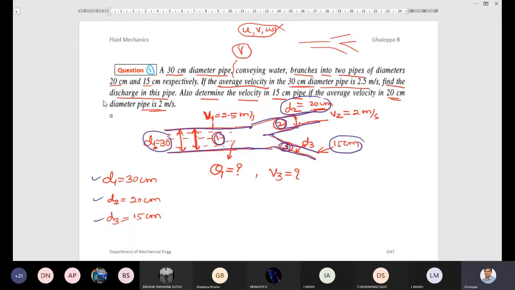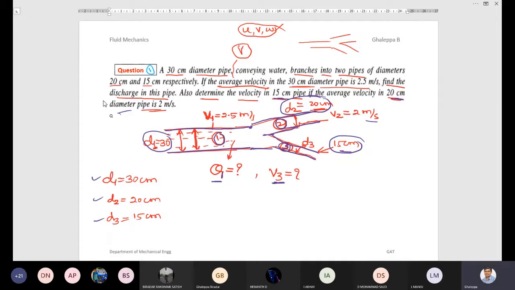Okay. What is asked? Find the discharge in the pipe. Which pipe? The main pipe. Discharge will be represented by Q, so for the first pipe I have taken Q1. And also determine the velocity in 15 centimeter pipe. The 15 centimeter pipe is the third pipe, so I have taken V3. If the average velocity in the 20 centimeter diameter second pipe is given as 2 meter per second, how will you calculate Q1 and velocity in the third pipe?